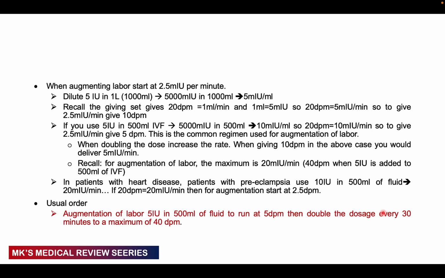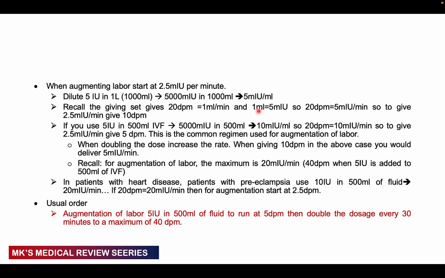So what about when we're augmenting labor? Remember, we are going to be starting at a dose of 2.5 milli international units. Even with induction of labor, we may start with lower doses of 1 to 2 milli international units per minute. So let me give you possible scenarios here. Suppose we get 5 international units of oxytocin and we add it to 1 liter of fluid. So it means you have 5,000 milli international units in 1,000 mils of fluid. If we reduce that even further, our concentration of our fluid is going to be 5 milli international units per mil. But remember, 20 drops per minute is going to be giving you 1 mil.